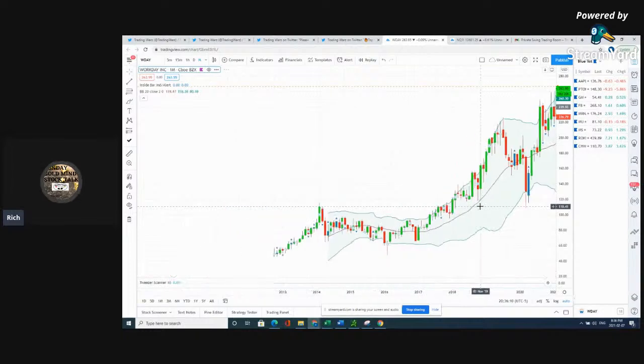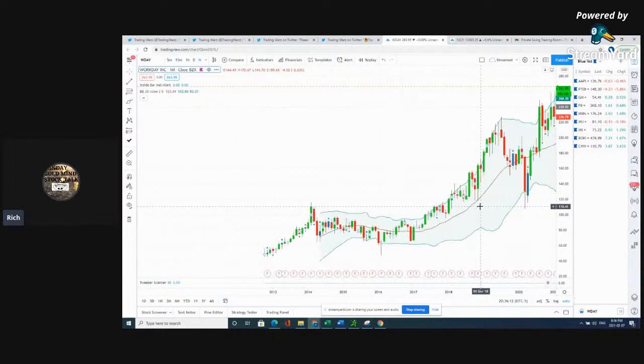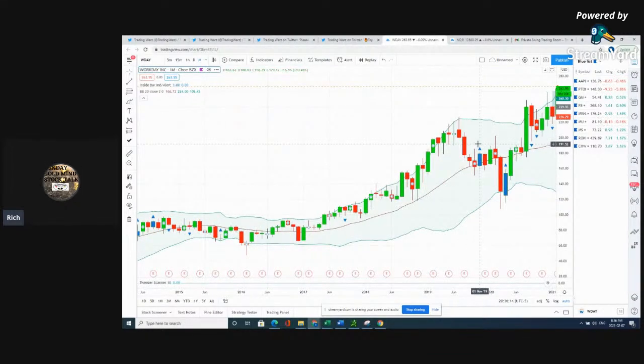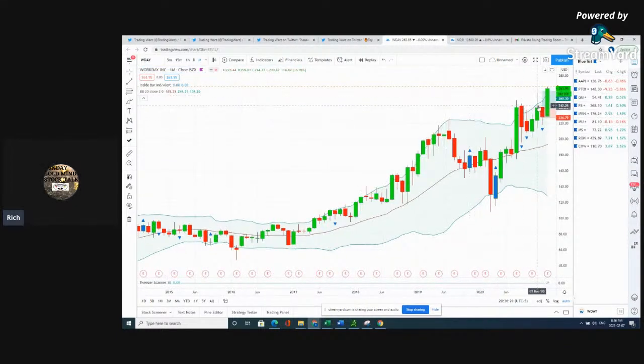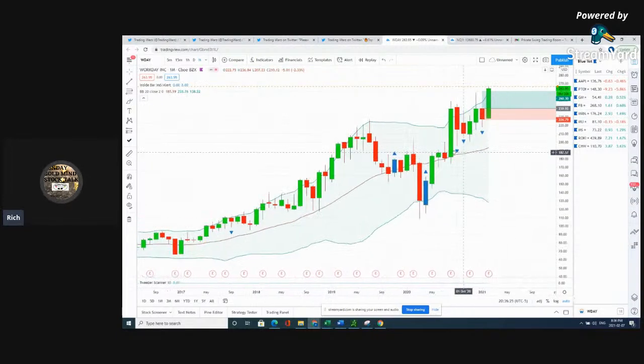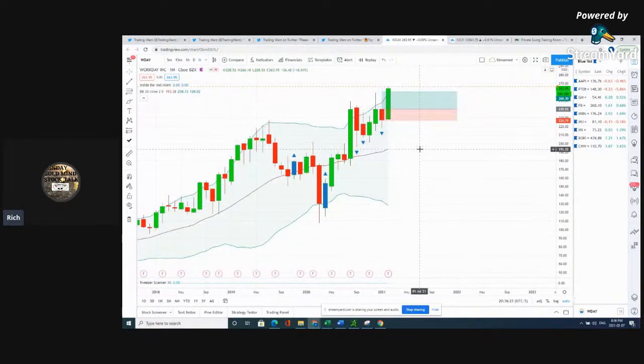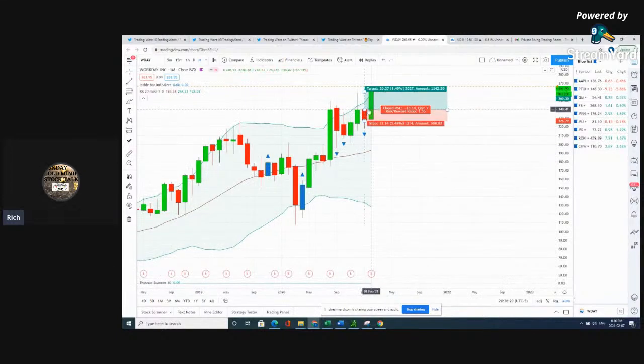But what I like to do is kind of zoom out. And I like to see, first of all, is there any trapped shorts? Definitely I saw a lot of trapped shorts here because of this wick. This wick shows that there was selling pressure. So my whole concept with this swing trade was, okay, if we can break above this inside bar's high, we can threaten this wick and we can squeeze through it. And that's exactly what happened with Workday.